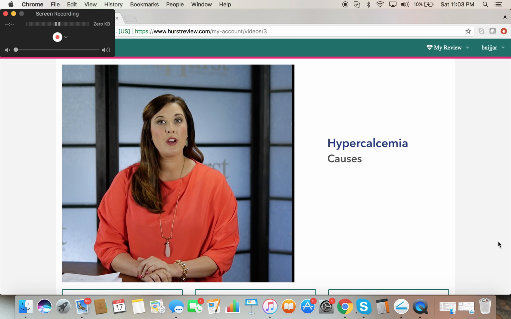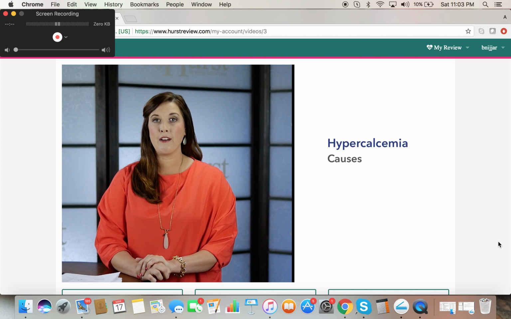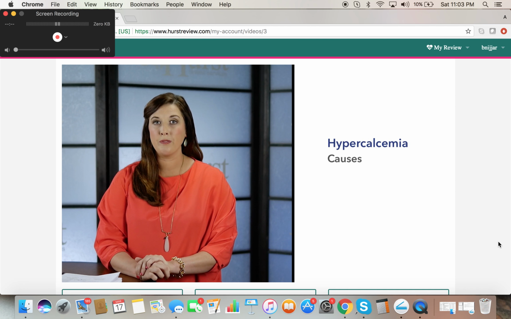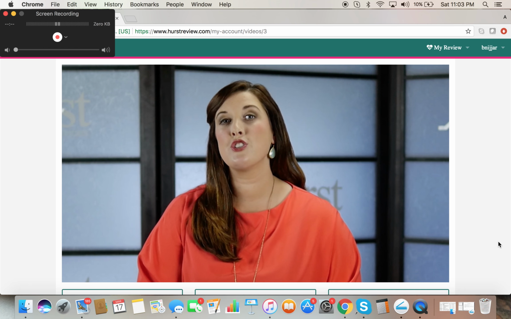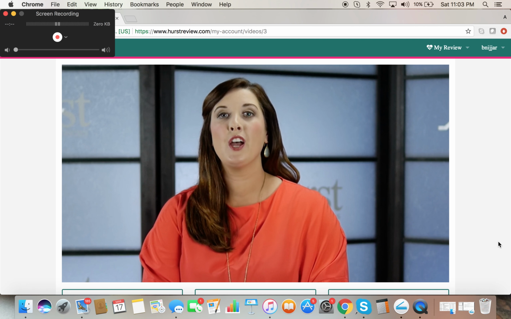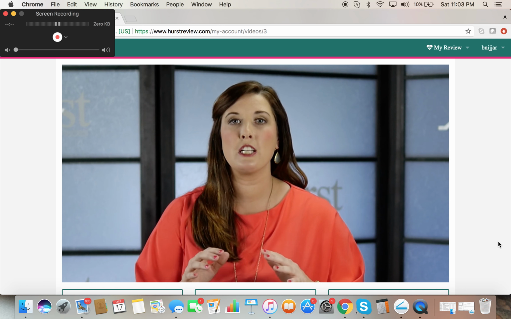PTH, parathyroid hormone, too much PTH. When your serum calcium level is low, PTH kicks in and pulls calcium from the bone. It pulls calcium from the bone and puts it in the blood, and this causes your serum calcium levels to go up. Yes, it goes up. So when someone has hyperparathyroidism, we know that's just too much PTH.